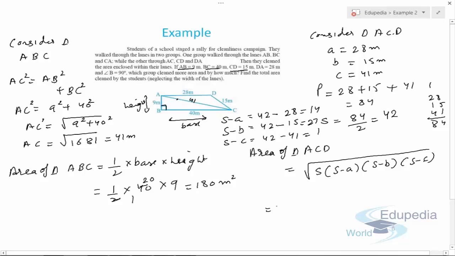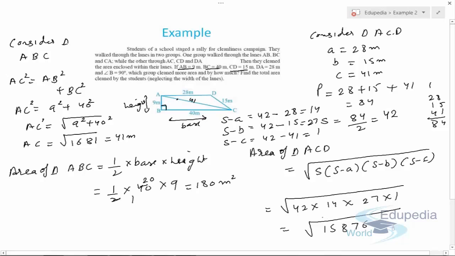So we can say that the area of triangle ACD will be under root 42 into 14 times 27 times 1. Now if you multiply 42 times 14 times 27, the answer will come out to be 15,876. Then we need to take the square root of this, so it will be 126 meter square. Now we have the area of triangle ACD. Now if you compare, we can see that the area of triangle ABC is more than ACD.